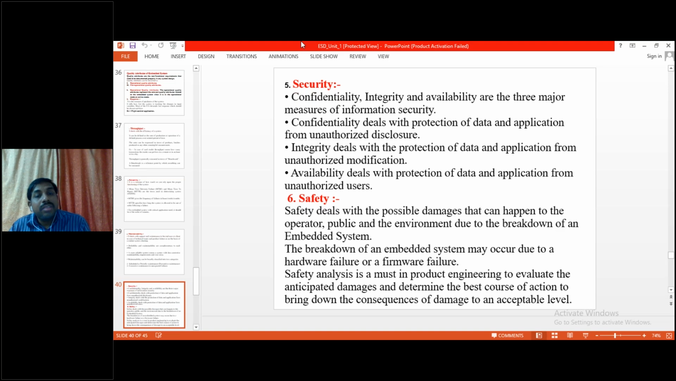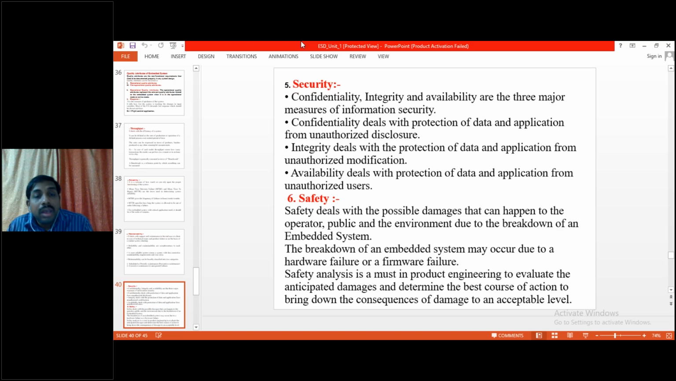Next, safety. Safety deals with what are the possible damages that can happen to the operator, public, or environment due to breakdown of the embedded system. This breakdown of the embedded system may occur due to hardware failure or firmware failure. In safety analysis, if any embedded system is damaged, whether due to the environment, the public, or the operator, how safe is it? That is called safety, one of the characteristics and quality attributes of an embedded system.